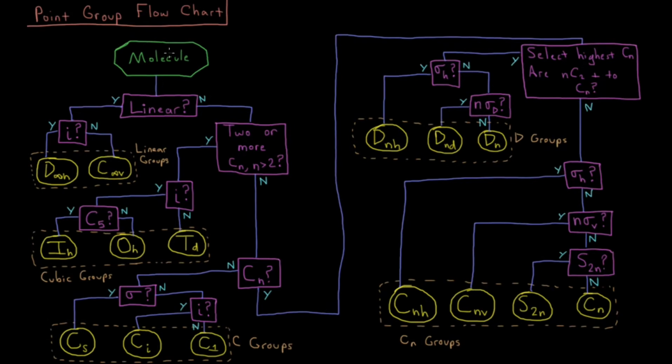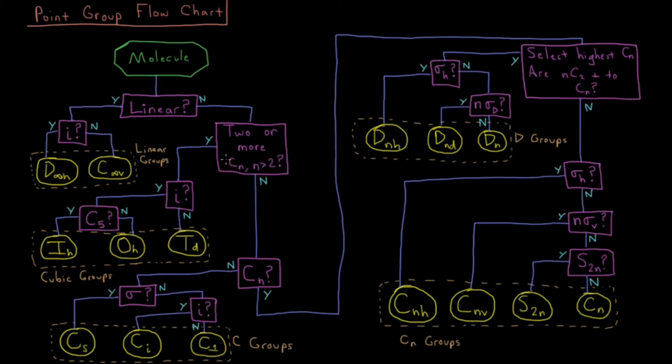Okay, so starting at a given molecular structure, the first question we ask is whether or not the molecule is linear. That seems straightforward enough. Is it in a line or isn't it? So if yes, then it falls into one of the linear groups. And the question which determines whether it is D infinity h or C infinity v is whether or not it has an inversion center. So whether or not it is symmetric about the middle of that axis upon which it is linear.